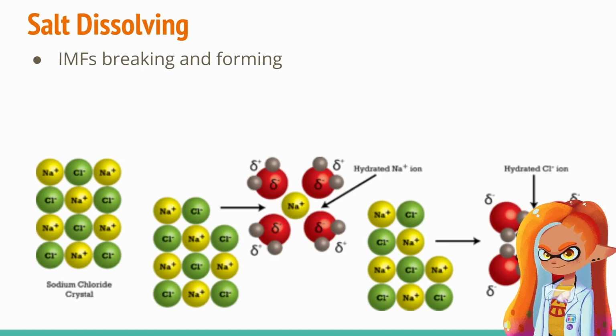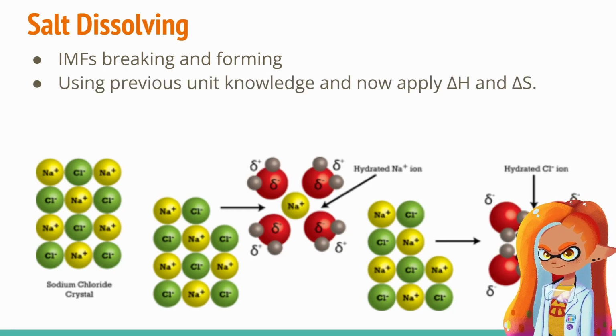When salt dissolves, we break IMFs. We're breaking the ionic bonds that are in between the different ions. We're breaking the hydrogen bonding, which is an IMF, not a bond. And so those are breaking. And then we have the IMFs that are forming between the ion and the dipole of the water. But I'll talk about that more in depth on the next slide. And so because we have to talk about IMFs, we're going to use that Unit 3 knowledge that we know, and then we're going to apply it to delta H and delta S.